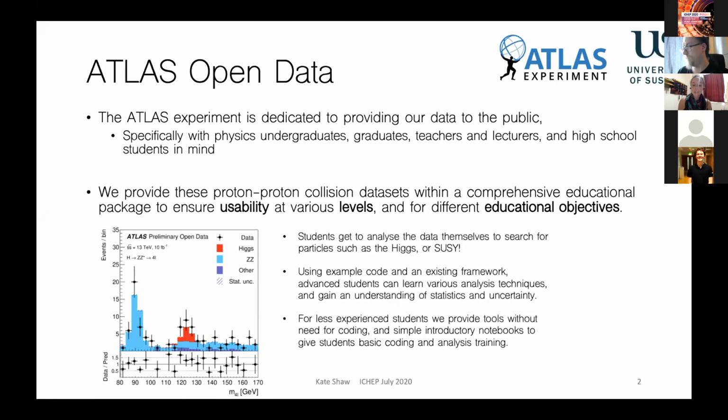So more advanced students get to use example code and a framework so that they can really learn various analysis techniques and understand things about statistics and how uncertainties work. But then also for less experienced students, we provided tools so that they can access the data without the need for coding, so that students and the public can start to understand things about histogramming and how we look at our data without the need for coding. And we also provide introductory notebooks to give students a kind of stepping-in format for basic coding and analysis training.